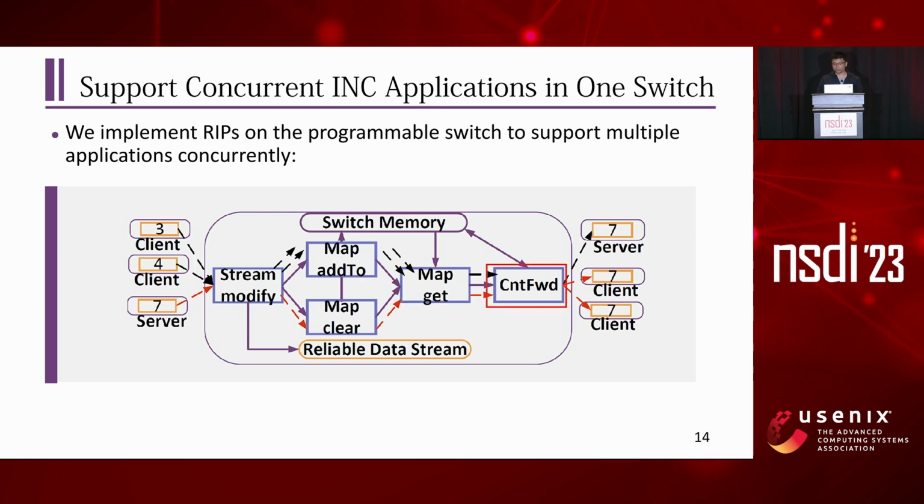And the count-forward primitive will count the number of clients that have sent out gradients. If all clients have sent out their gradients, the count-forward primitive will allow the switch to forward computation results to the gRPC server. The RPC server will back up the computation results and invoke clear on the map to release and reuse the switch memory.